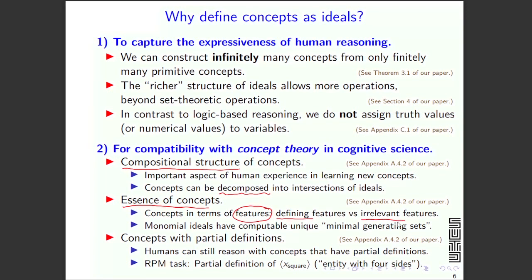This is analogous to computing a minimal generating set of an ideal, where we get rid of irrelevant generators. And finally, humans can reason with concepts that are partial definitions. Algebraically, we can do that too. So overall, defining concepts as ideals is reasonable.